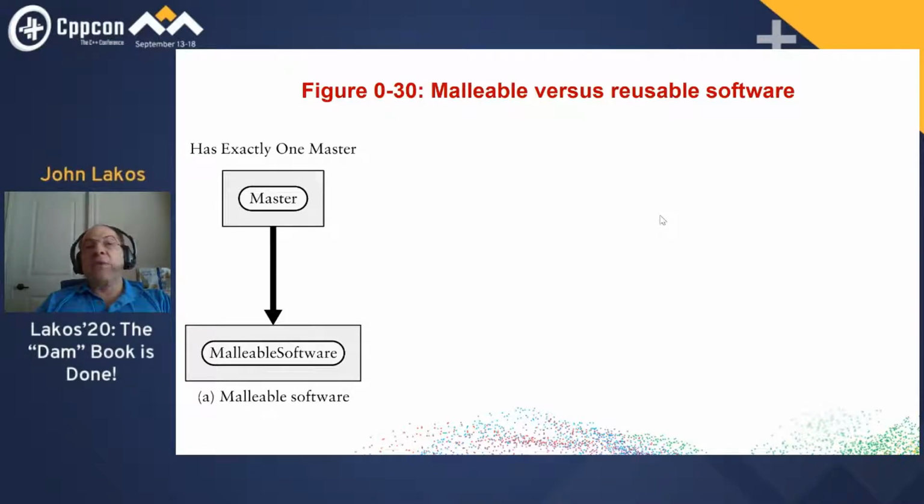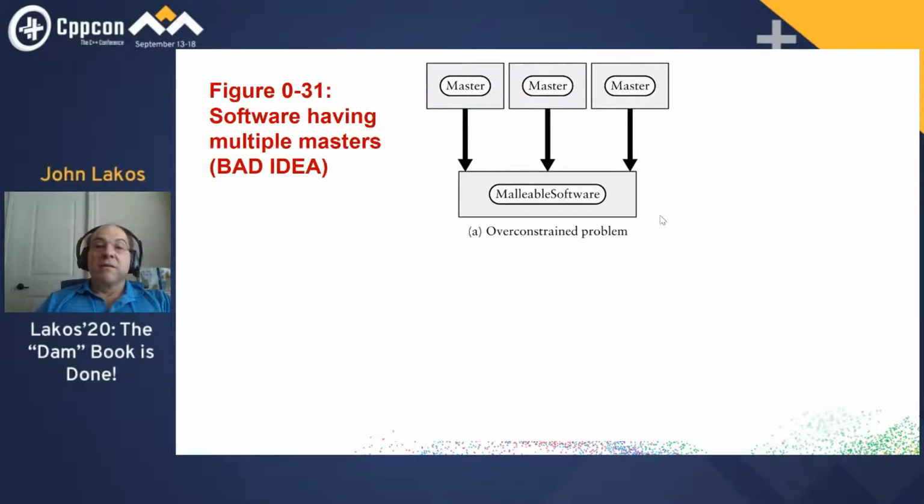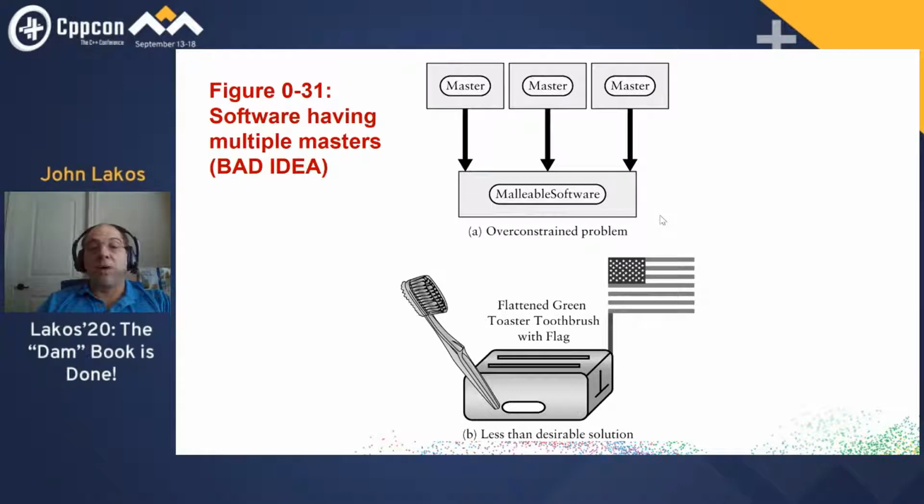One thing we want to say is, if you have one client that's dictating what software does, then that software can change because no one else is affected. It's not unlike the notion of something that's movable. If only one person cares, then that's fine. But if multiple people are referencing the same software and you try to change it, other people could be adversely affected. So by definition, software that is reusable, is depended on by many clients, is stable. And in fact, one of the measures of stability is how many clients use it. If too many clients use it and you change it, people will come after you with pitchforks. So don't change it. This scenario where you have multiple clients telling you what to do can lead to something that's usable effectively by no one. And we call it the flattened green toaster toothbrush with flag.